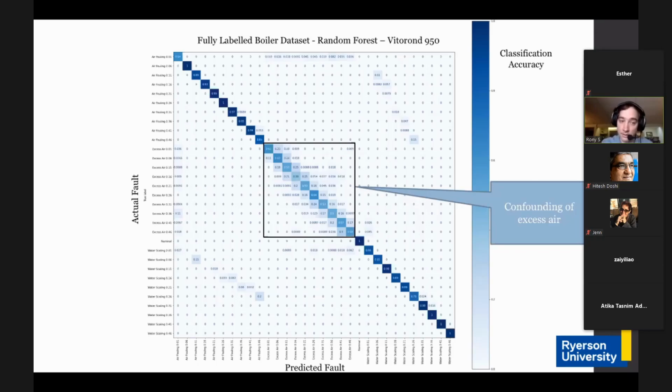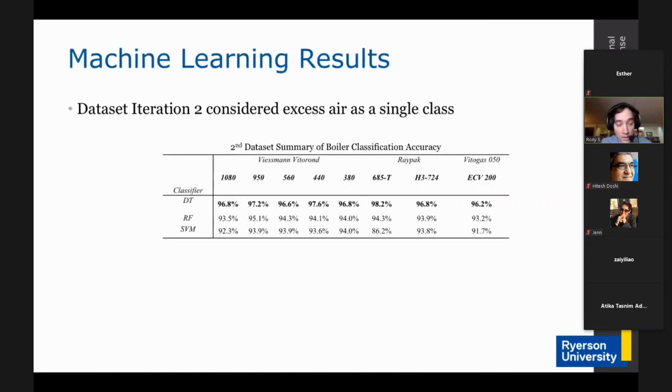The logic for that was that excess error isn't necessarily a gradual performance degradation. Rather, it's a damper that is working or not working. And so the data set can be classified as excess error exists or doesn't exist. And so we get the second iteration of the data set. Generally, we see a significant increase in accuracy, with random forest and support vector machines, the bottom two, achieving a nearly double-digit increase in accuracy.